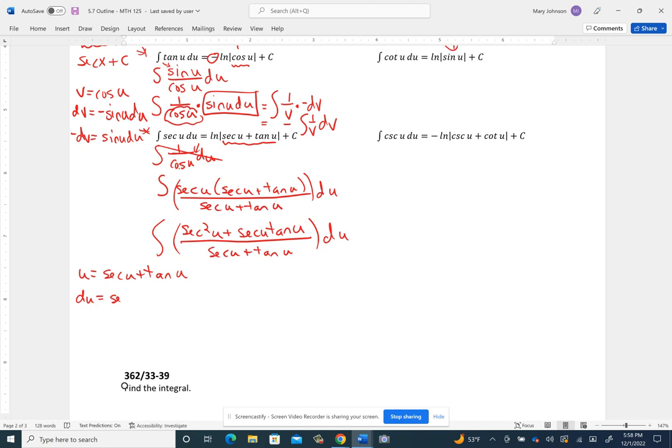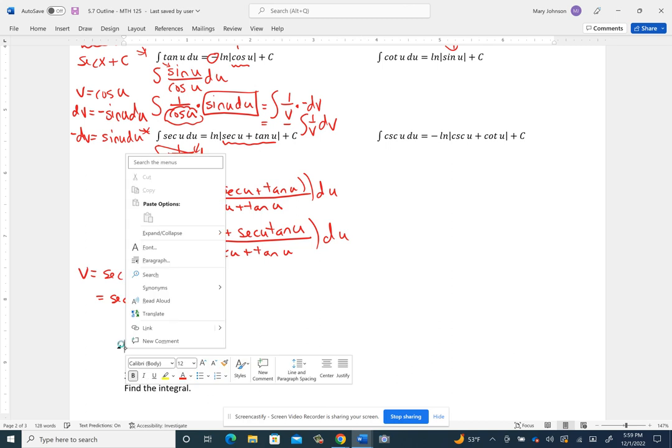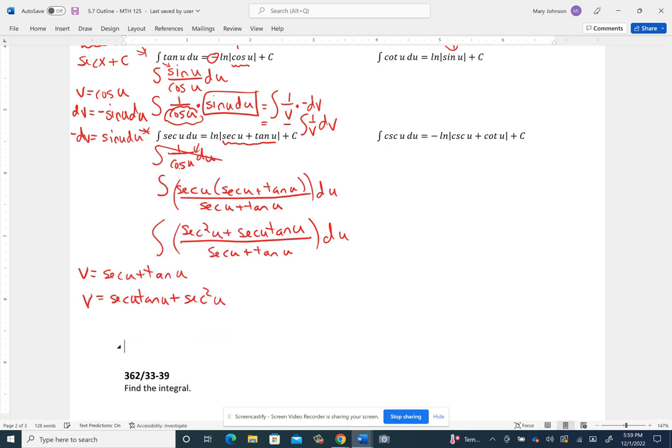The derivative of secant is secant u tangent u. The derivative of tangent is secant squared u. Oh, shoot. Can't use a u. I hate that. Let me change that to v, sorry. So v was secant u plus tangent u. So dv would be secant u tangent u plus secant squared u du. Now, do you recognize that right here?